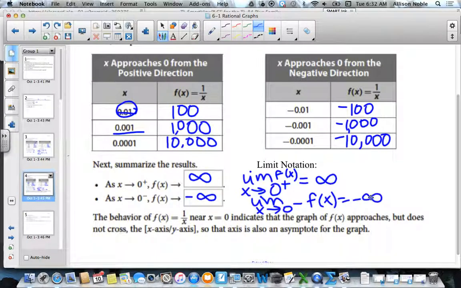We're going to look at the graph in just a second to see where this is going, but this is the end behavior depending on what we're approaching. We can have end behavior when we're approaching infinity on the x-axis, and we can have end behavior as we're approaching x values. The behavior of our graph near 0 indicates that the graph of f of x approaches but does not cross the x or y axis. So that axis is an asymptote for the graph.